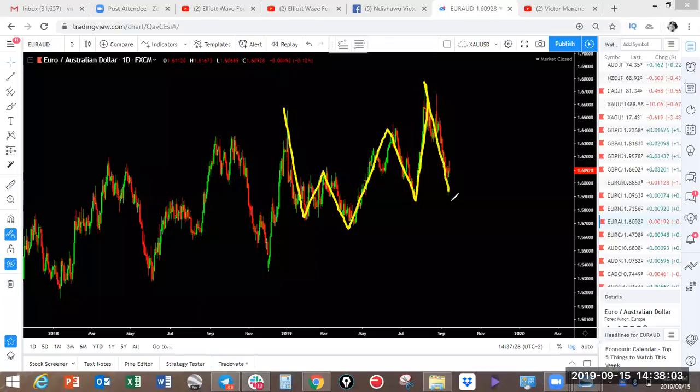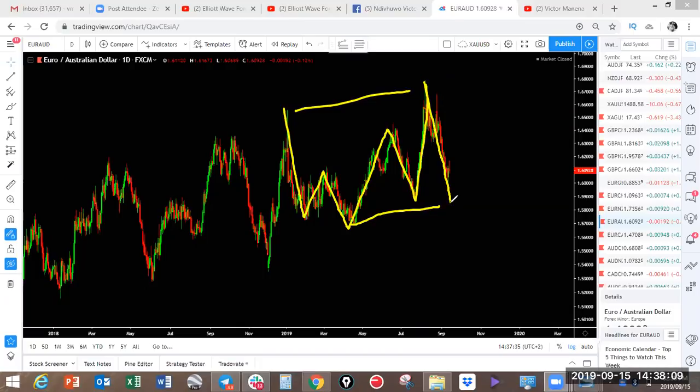Let's do it in yellow, show that it's 1 degree. So that structure is a clear 3-3-5 structure, a pulsing move after the correction. That's why we're expecting the Euro New Zealand to push higher as well.